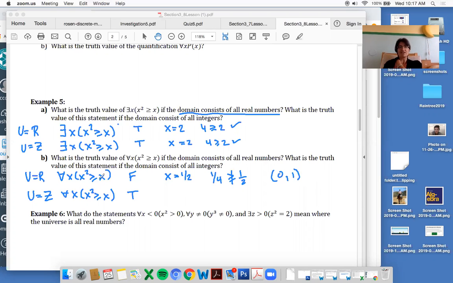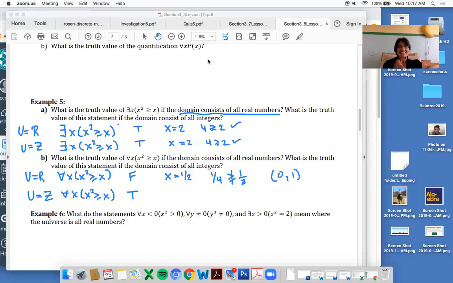So you can see the universe is really important when we talk about these predicates, these propositions. All right, cool. So that's the idea with existential and universal quantifiers, and we can find the truth values of them based on their definition. So again, always think of the universal as a conjunction and the existential as a disjunction.